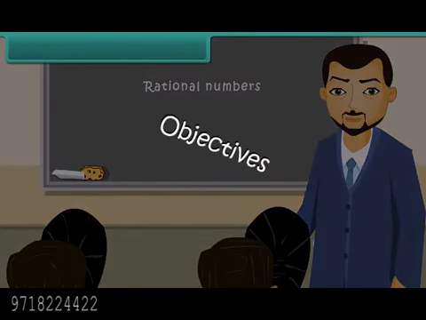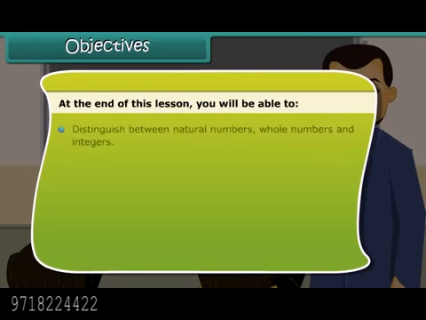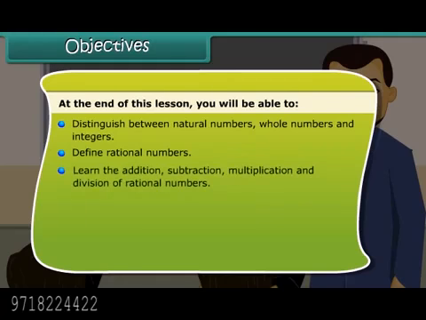Objectives. At the end of this lesson, you'll be able to distinguish between natural numbers, whole numbers, and integers. Define rational numbers. Learn the addition, subtraction, multiplication, and division of rational numbers.